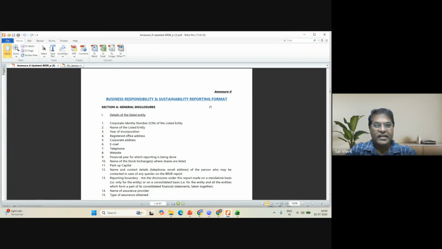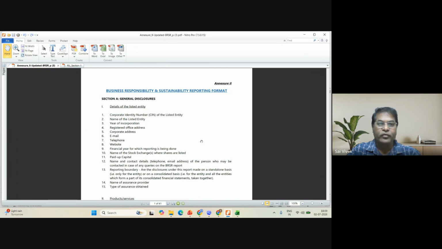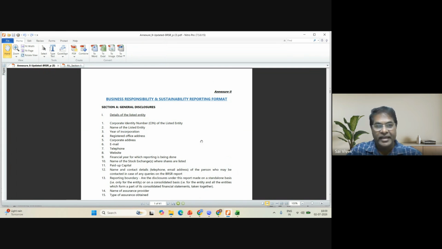This has got 3 sections. Section 1 consisting of general disclosures. Section 2 consisting of management and process disclosures. And section 3 principle-wise performance. These are the 3 sections present in this BRSR report or reporting format. And for today, we'll focus only on section A. This is the basic general disclosures of a company. We'll see what these are.